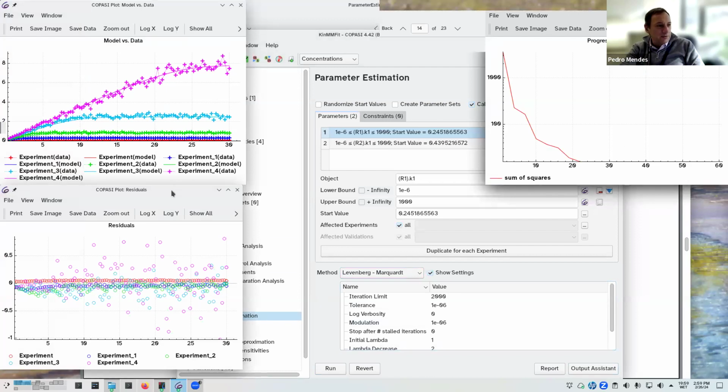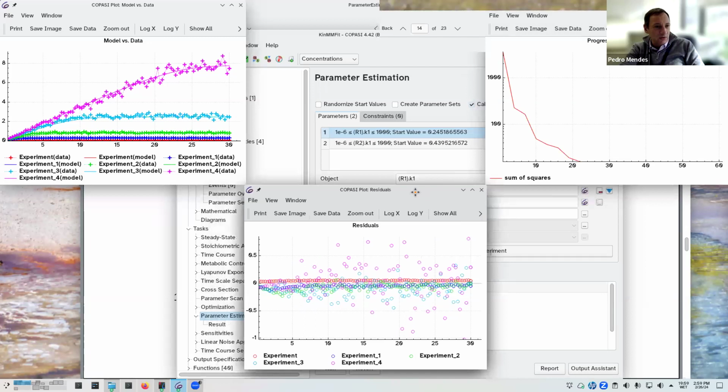And I've got a fit. I've got a lot of data here. I have 3 plots.